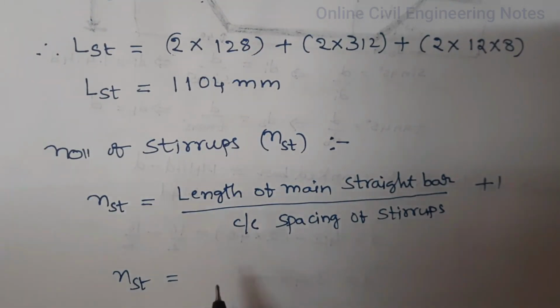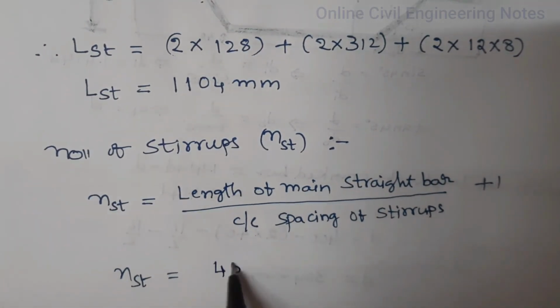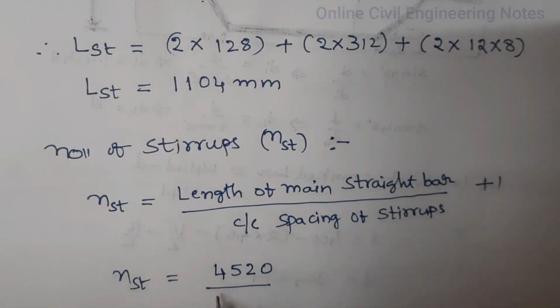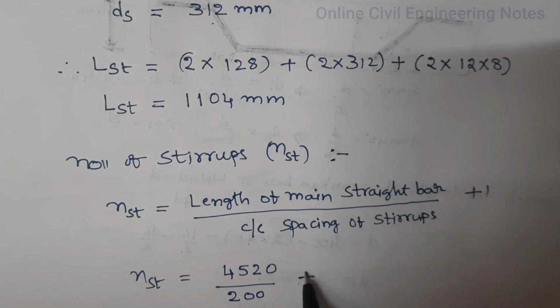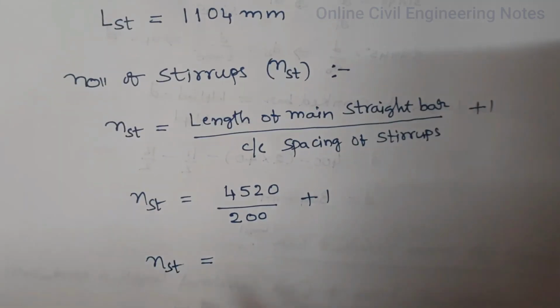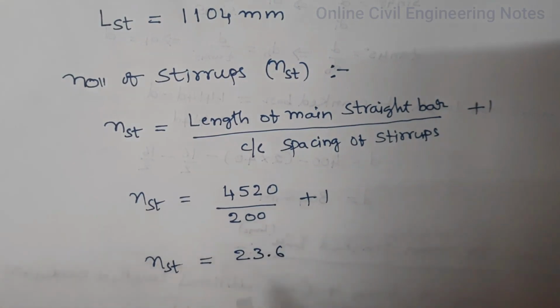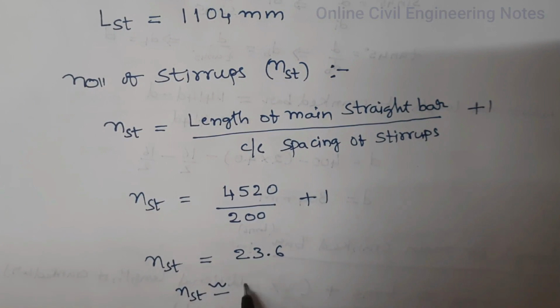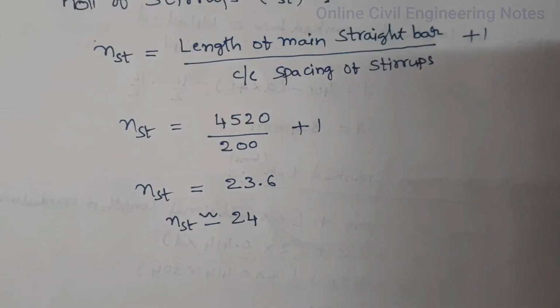Length of main straight bar is 4520. Center to center spacing of stirrups is equal to 200 mm, plus 1. Number of stirrups is equal to 23.6. We can round it to 24. Length of required bars are determined. Now prepare the bar bending schedule.